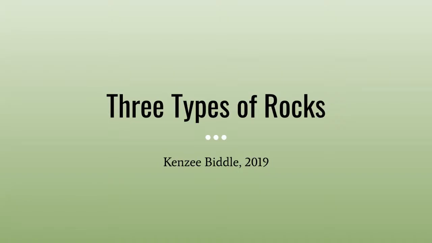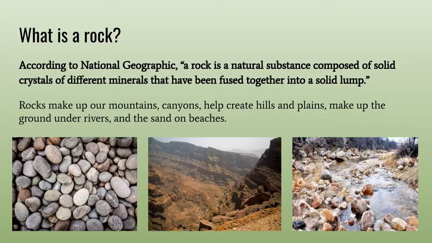Today we are going to be learning about the three types of rocks. Before we learn about three different kinds of rocks, we obviously need to know what a rock is. So according to National Geographic, a rock is a natural substance composed of solid crystals of different minerals that have been fused together into a solid lump.